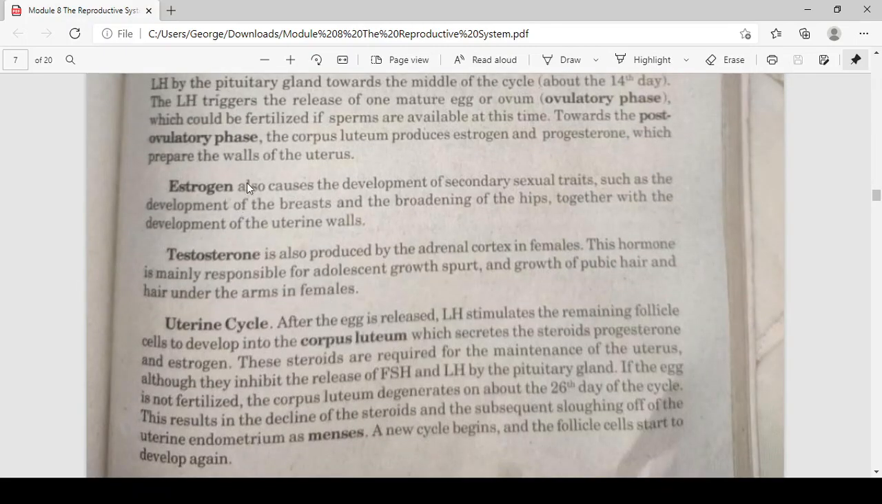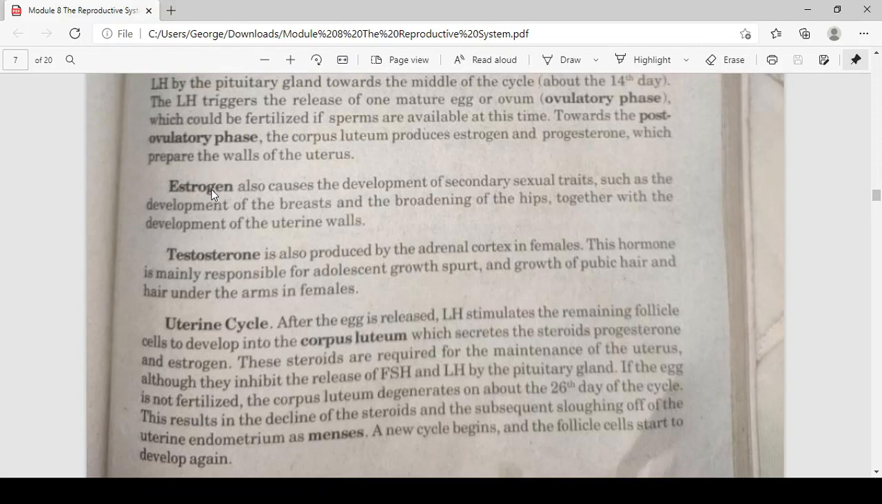Your estrogen, kids, is a type of female hormone that causes development of your secondary sexual traits, just as testosterone does in males, such as the development of the breasts and broadening of the hips, together with the development of your uterine walls. Kids, you can tell that a woman is rich in estrogen if she has large breasts and wide hips. But it is less, kids, if you are usually flat-chested and have a small waist. So you can see whether estrogen is abundant in a woman or not. So that is that hormone.